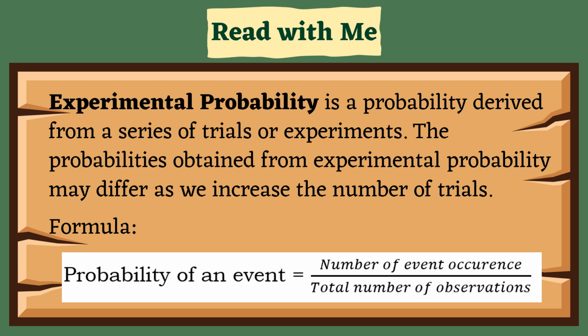Experimental probability is a probability derived from a series of trials or experiments. The probabilities obtained from experimental probability may differ as we increase the number of trials. So for the formula, we have the probability of an event is equal to the number of event occurrences over the total number of observations.